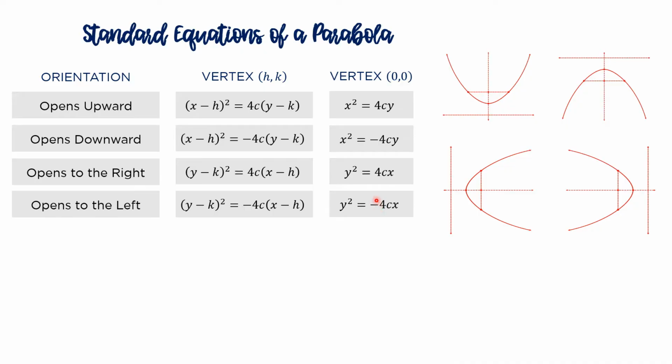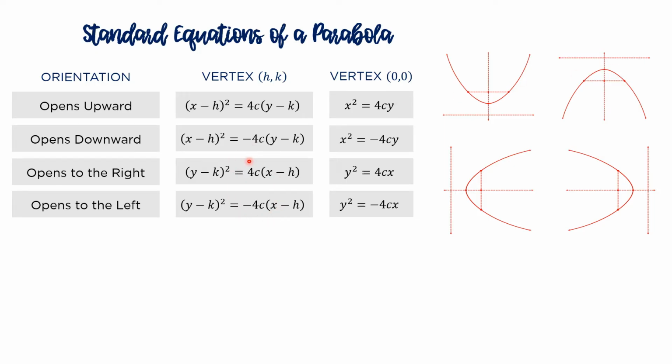As you can see here, if your x minus h yung nakasquare, it's either upward or downward. Ang basihan na lang is yung sign ng 4c. The same dito. Sa to the right and to the left naman, yung nakasquare ay si y minus k. Ang basihan pa rin is yung sign ng 4c.